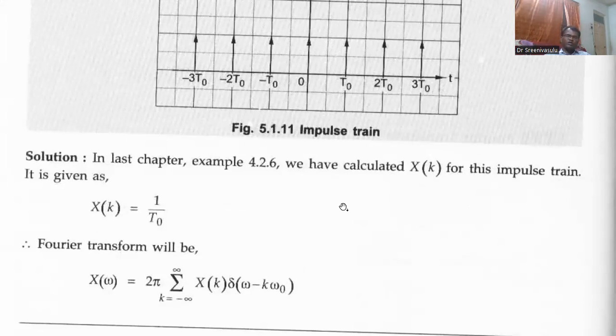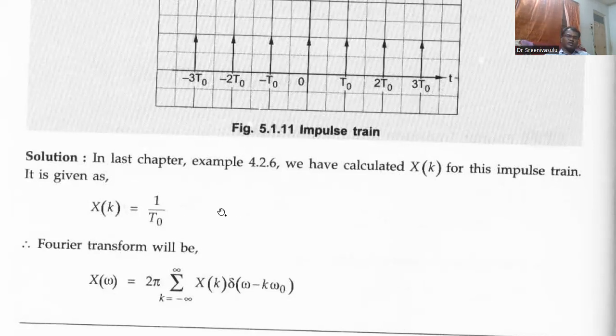Impulse means we know the delta function. It exists only at time t equal to 0. So within this formula, 1 by T naught, integral 0 to T naught, x of t is delta of t into e power minus j k omega naught t dt. Within this entire interval 0 to T naught, the delta function exists only at time t equal to 0. So delta of 0 is 1 and e power minus j k omega naught into 0 is also 1. So X of k, we are going to get 1 by T naught.